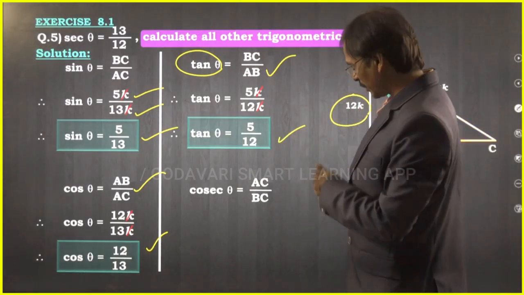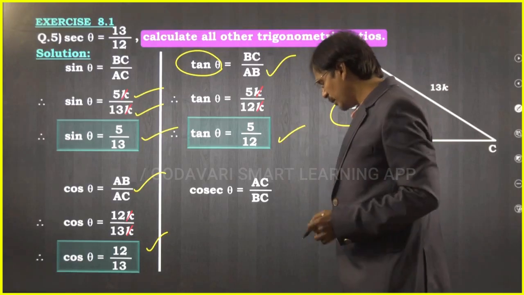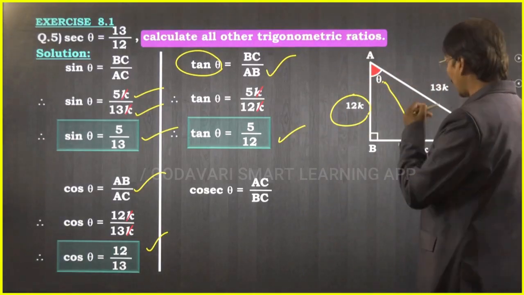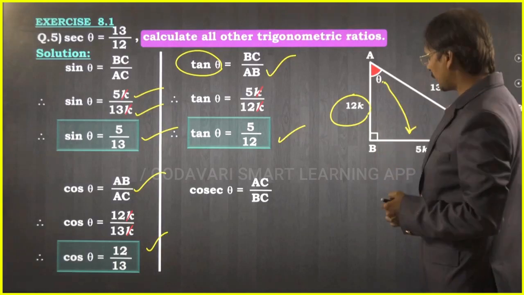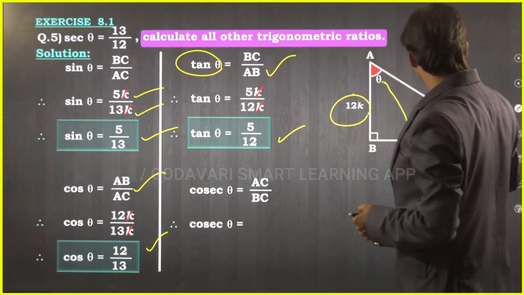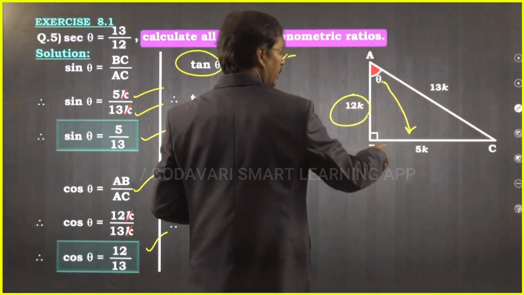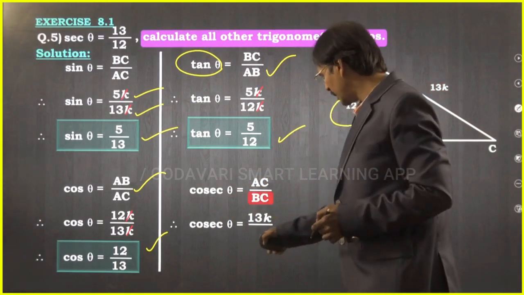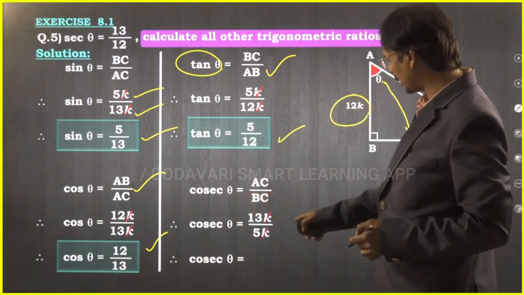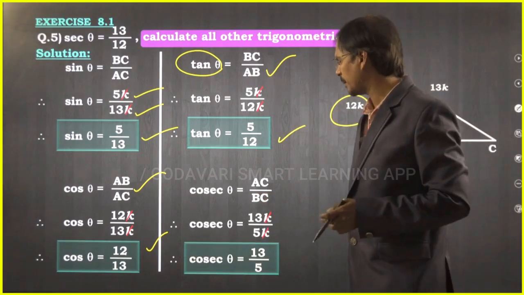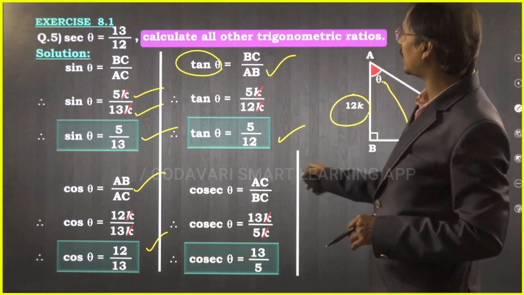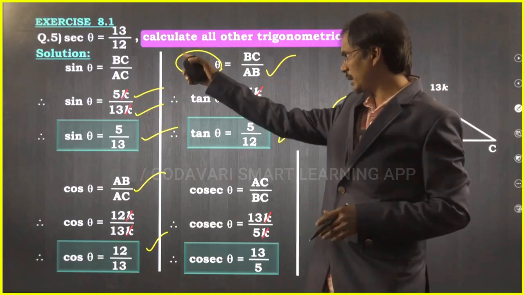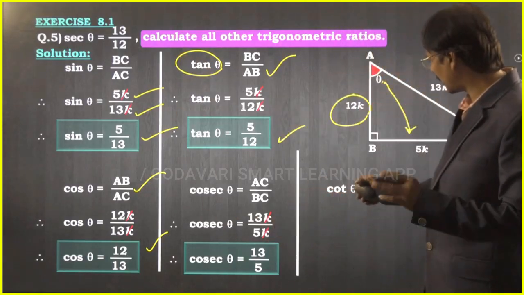And cosecant theta. Cosecant theta is nothing but hypotenuse by opposite side. The hypotenuse is AC, the opposite side is BC. AC is nothing but 13 by BC is nothing but 5K. That is 13 by 5. That is cosecant theta. Tan theta and secant theta are completed. Secant theta is already given. That's why we have to find cot theta finally.